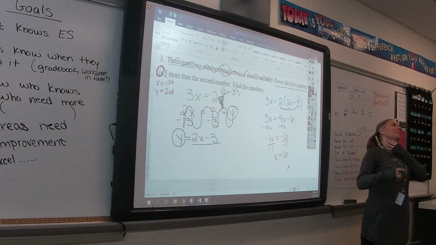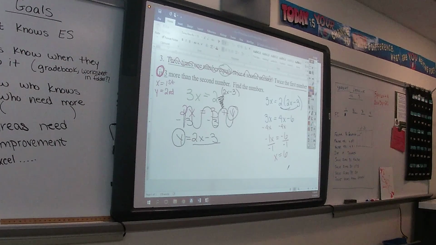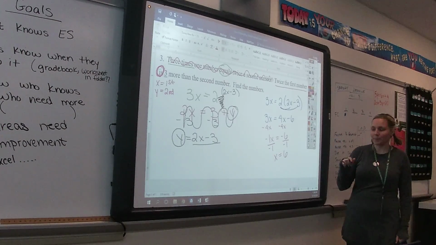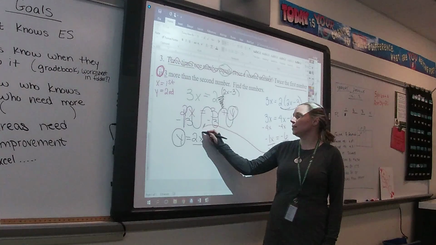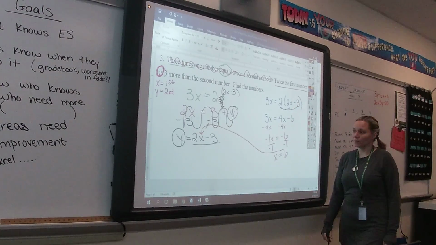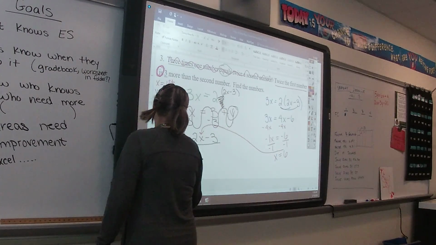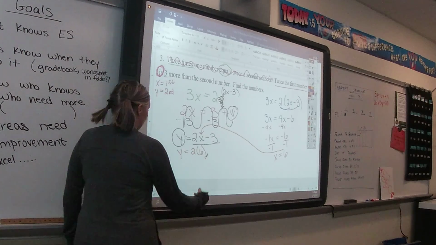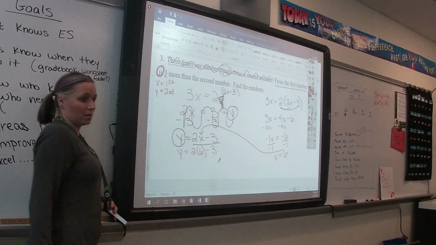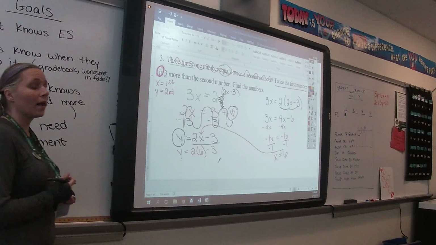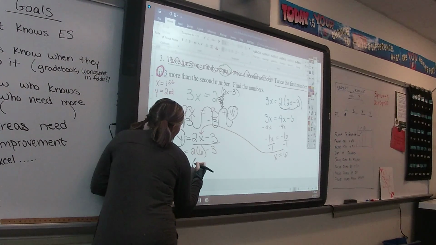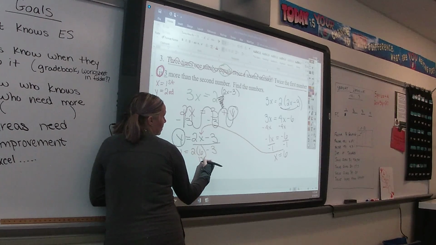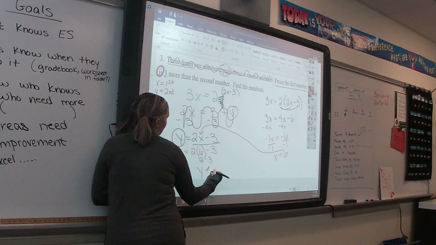We have to plug it back in. But are we done? Nope, we need to plug it back in. Where in substitution did we say was the easiest place to plug it back in? Where we underlined. So it's y equals 2 times 6 minus 3. What is 12 minus 3? 9. 2 times 6 is 12. So we get y equals 9.